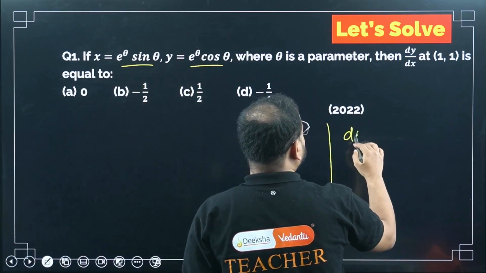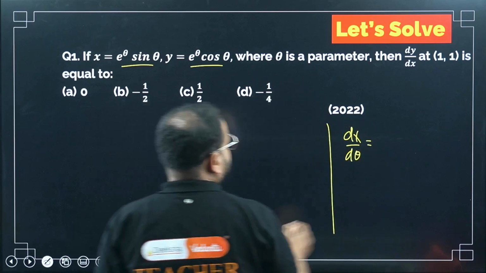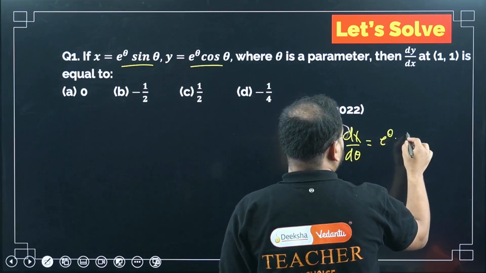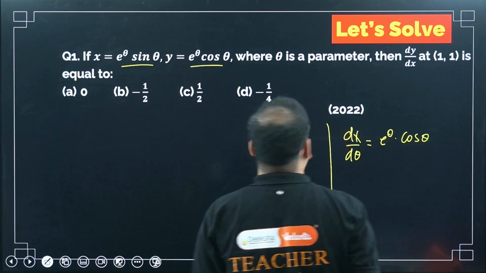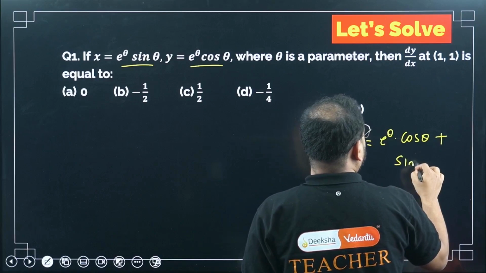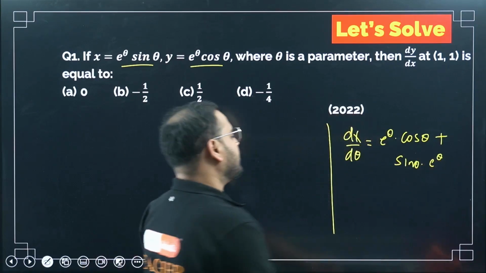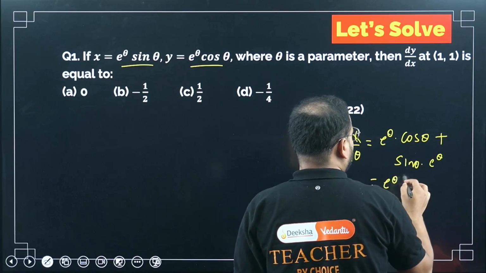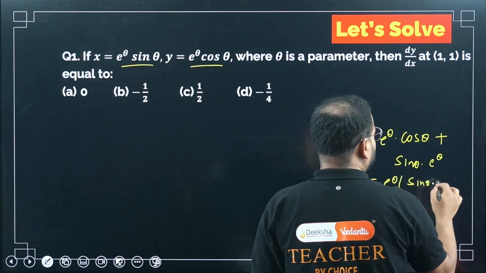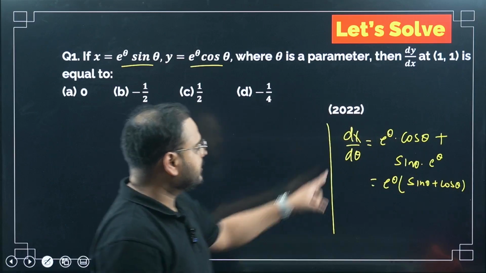If I'm using dx by d theta, what am I going to get? I'll end up with e^theta as it is, and this will be cos theta. Next, I keep a plus sign, keep sin theta as it is, and write e^theta as it is, because the differentiation of e^theta is e^theta only. Take e^theta common. How much is that? sin theta plus cos theta. This is my value of dx by d theta.